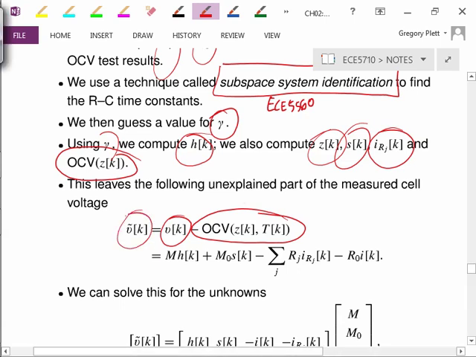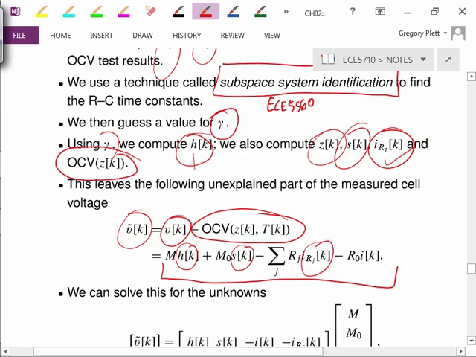And then V tilde is any difference between the measured voltage and the OCV, which is the dynamic part of the voltage. And from our model, this is how we have described that. It's the constant M times h, but I know h. It's M0 times s, but I know s. And it's the sum of the RC resistances times IR, the currents through the resistances, but I know the currents through the resistances.